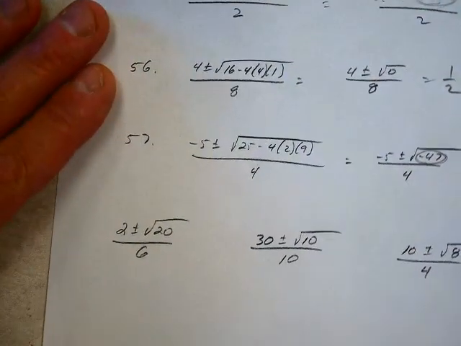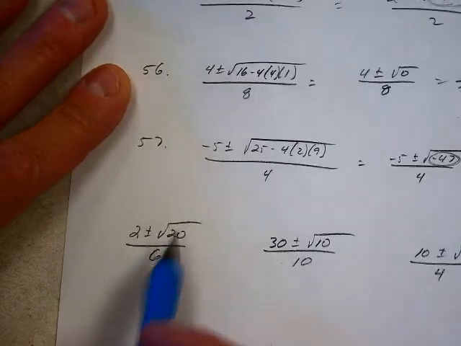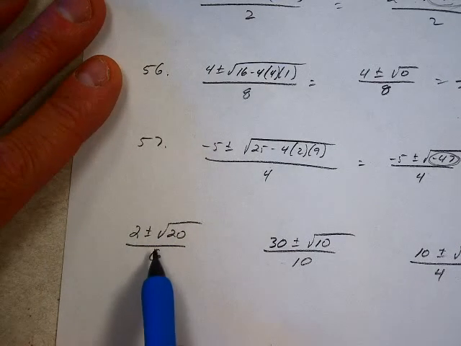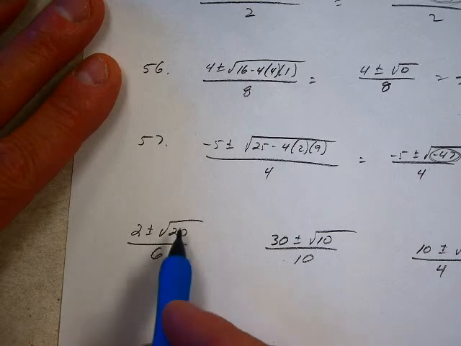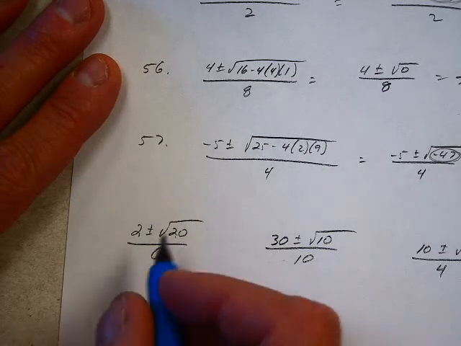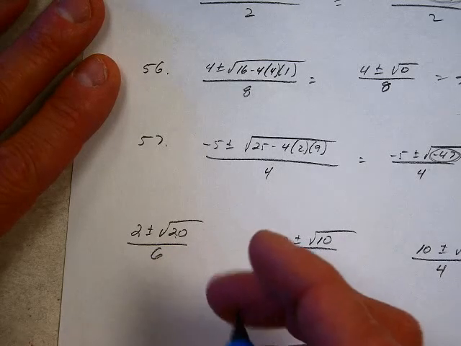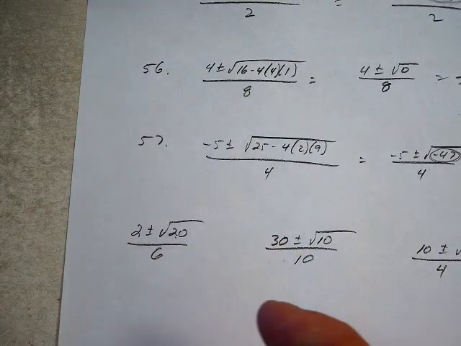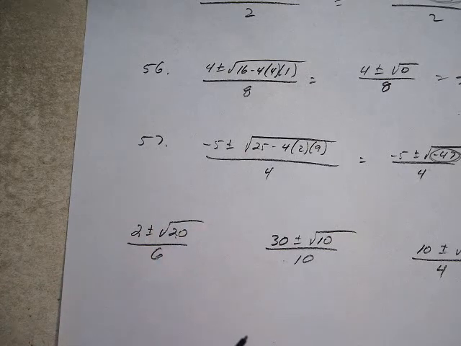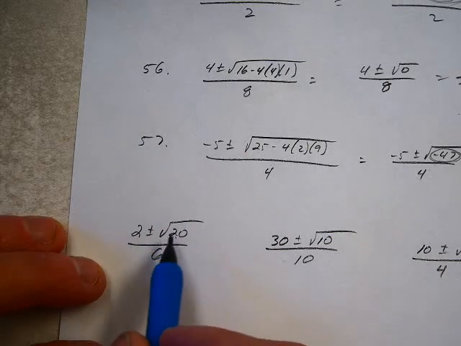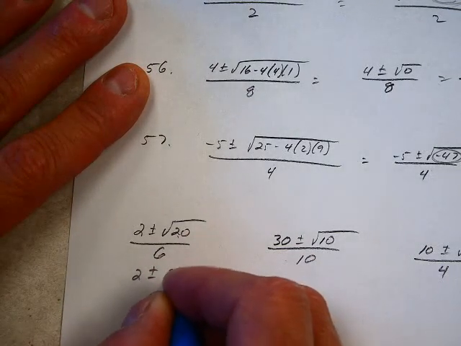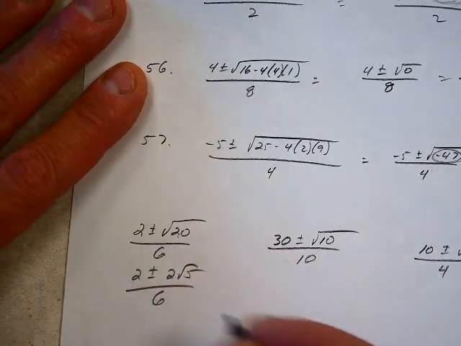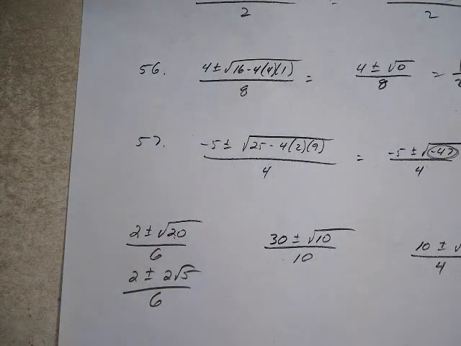Okay? Okay. Let's work on simplifying these bottom three. This first one. Hey, 2 goes into everything. Can I just divide everything by 2? Can I just divide this square root of 20 by 2 and make it square root of 10? I can't, because I want a 2, not a square root of 2. So I can't cancel a 2 if it's inside the square root, so I've got to simplify. So in this case, it'd be 2 plus or minus 2 square root of 5 over 6. I'm assuming you remember how to simplify square root of 20.